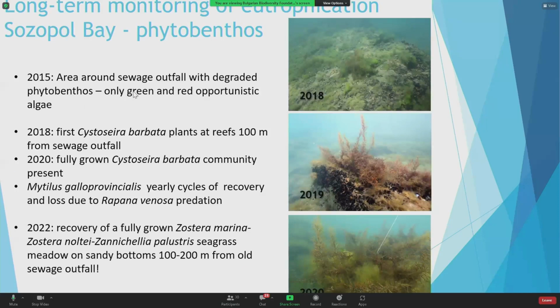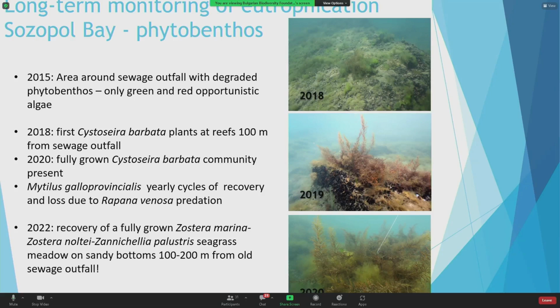This is a series of photos showing the restoration of the typical coastal reefs with Cystoseira macroalgal communities. In 2018, just in the vicinity of the old sewage outflow, we had just very undeveloped macroalgal seabeds. And by 2020, these Cystoseira forests have completely recovered.